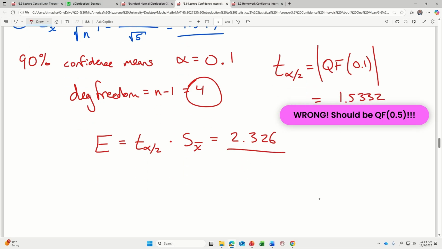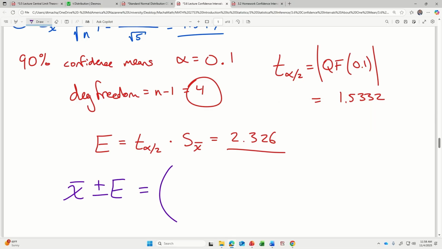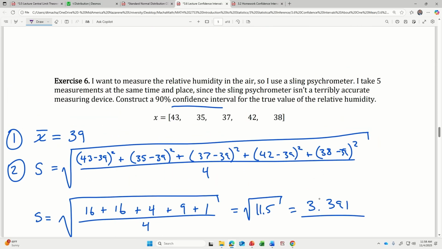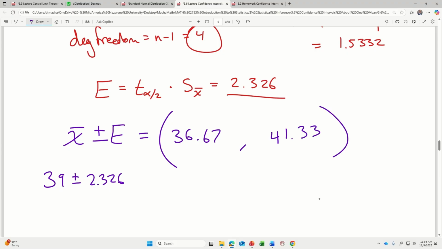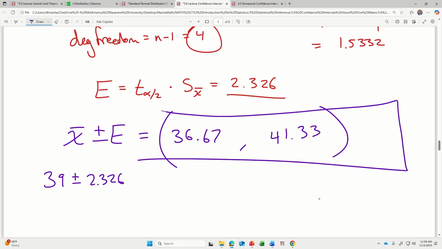And then finally, I'm ready to write down my confidence interval. My confidence interval is going to be the sample mean plus or minus the margin of error. The sample mean was 39. So we'll go from 36.67 up to 41.33. That is my confidence interval.